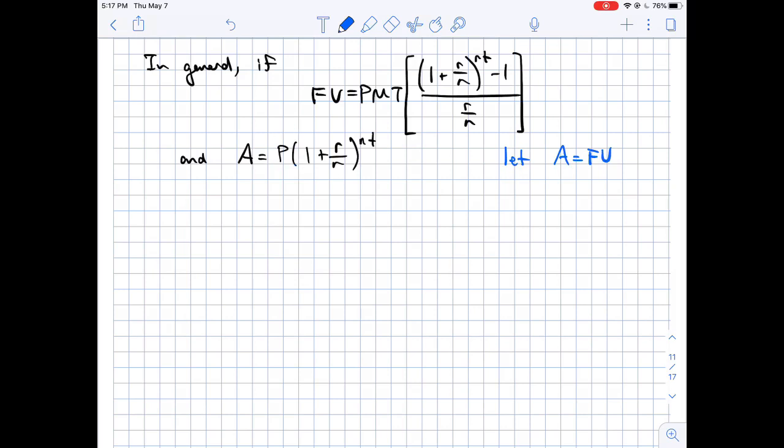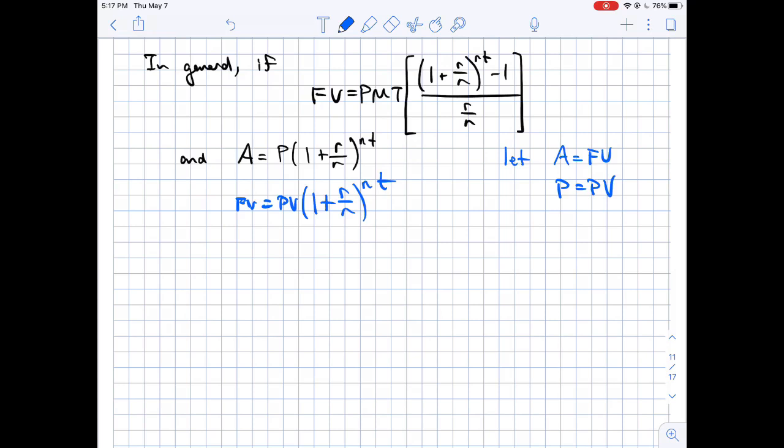And P here, that principal amount at the start, is going to be known as the present value of the annuity. And what this formula then becomes is that the future value is equal to the present value multiplied by (1 + r/n)^(nt). Okay, so fine. What can we do with this though?